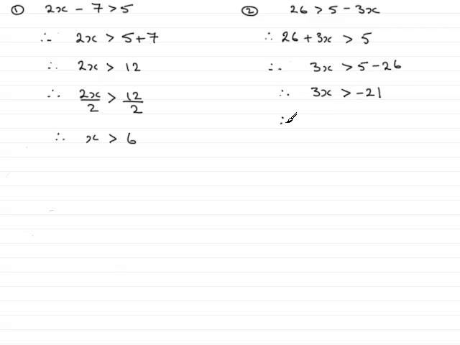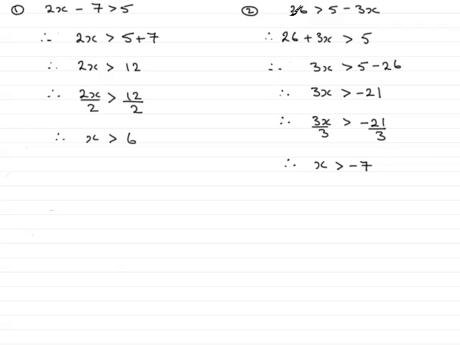And next I would want to divide both sides by 3. So I'd have 3x over 3 and minus 21 over 3. And again, I'm dividing by a positive number, so I don't have to reverse the inequality sign. Tidying this up gives me x is greater than minus 7.